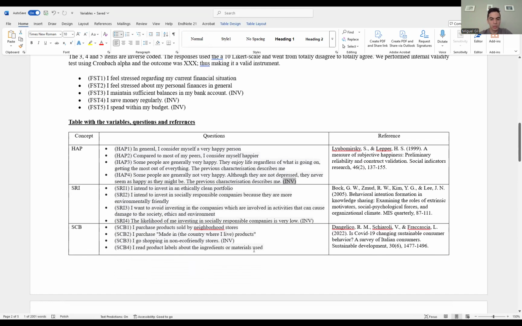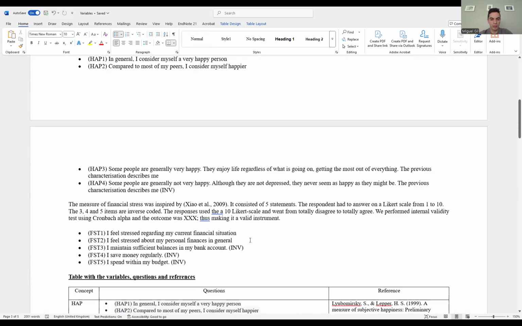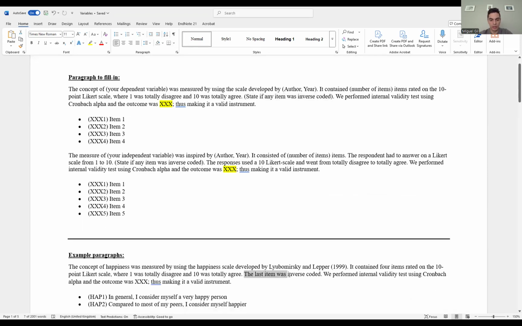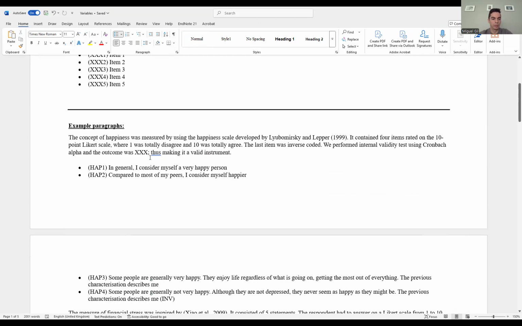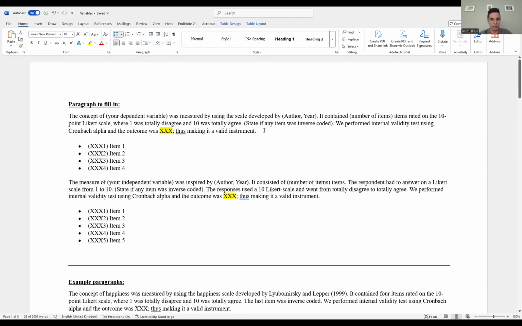So not all of the questions are like that. And also not all the variables have inverse questions. For example, the global mindset doesn't have anything. So what you need to write in here is to state if any was inverse coded, as it is written in the example. The last item was inverse coded. That is because item 4 was inverse coded. Look at item 4, it is inverse coded.